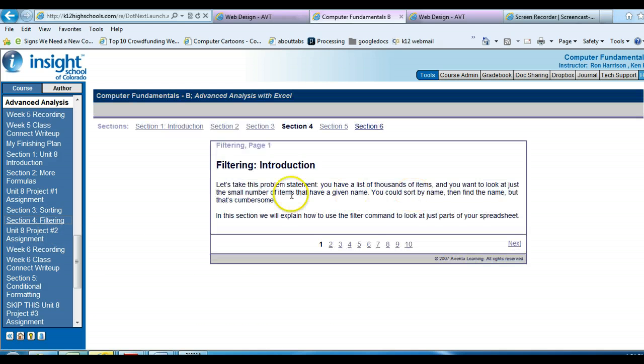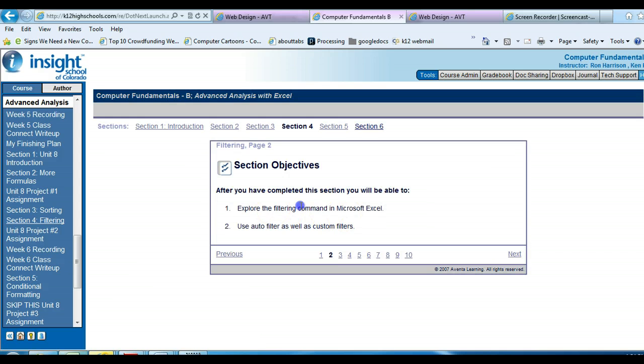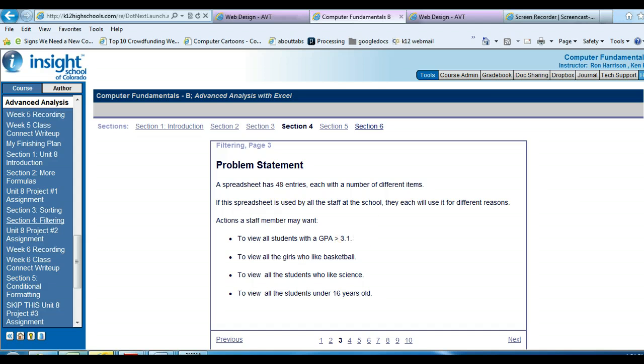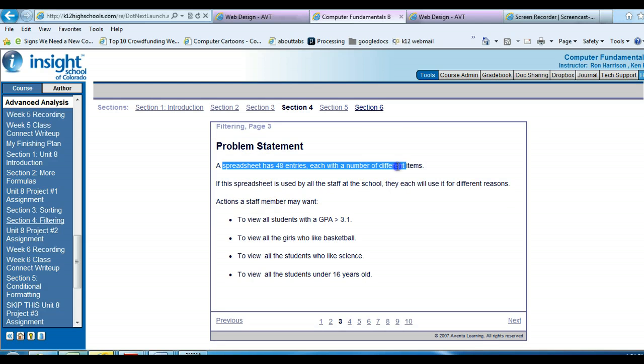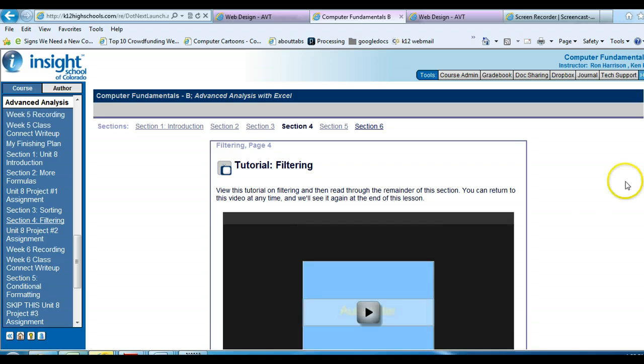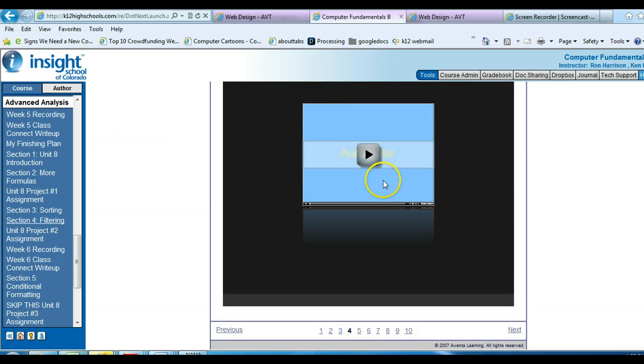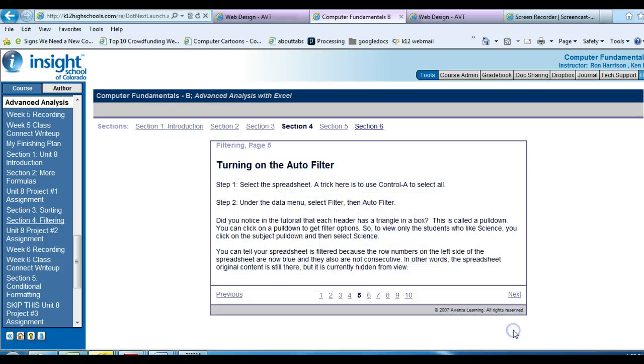So we're in section 4. Let's say you have a spreadsheet with thousands of items. What filtering does is it lets you look just at specific parts of data. So we're going to look at the filtering command and look at auto filter. As an example, maybe we had 48 students, but we wanted to figure out all the students who had a grade point average of over 3, all the girls on the basketball team, the students who like science, etc. That's how you would filter for specific items. So look at this presentation. It tells you about filtering.